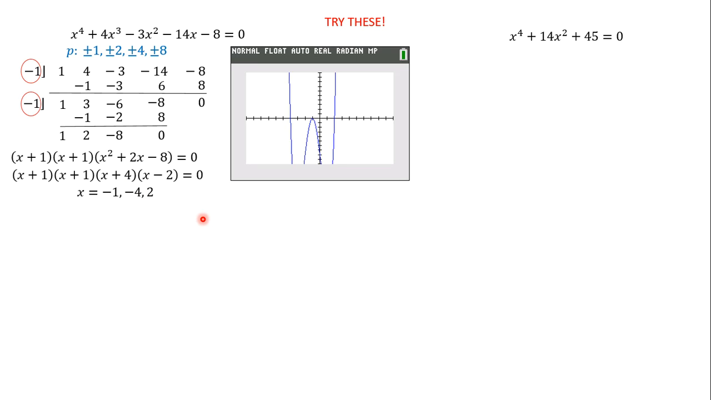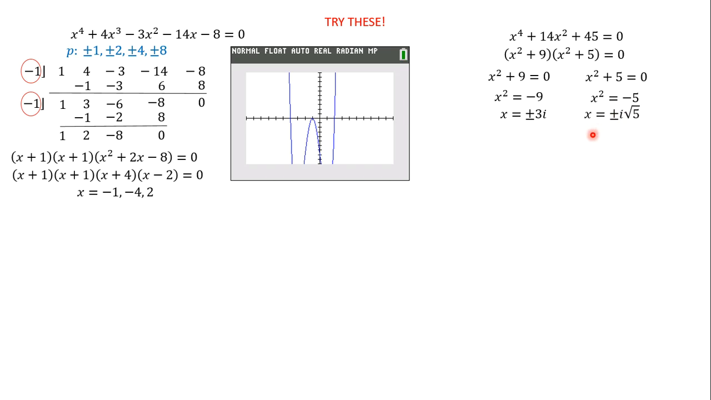All right, how about the other one? This one can factor like a quadratic. X squared plus 9, x squared plus 5, which means x squared plus 9 equals 0, x squared plus 5 equals 0. So either x squared equals -9 or x squared equals -5. Square root, x equals plus or minus 3i. And square root, x equals plus or minus i root 5.